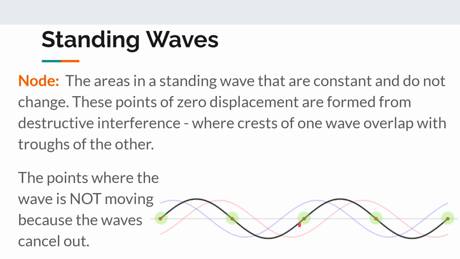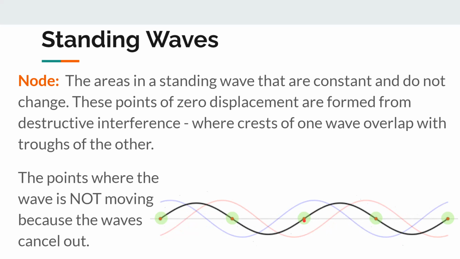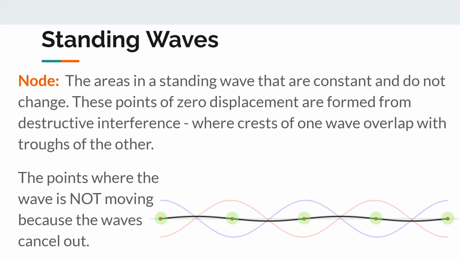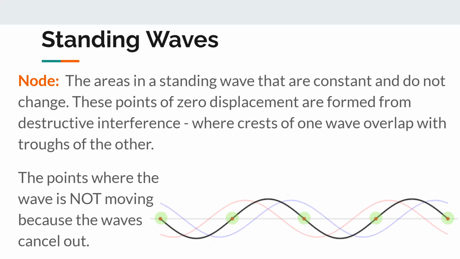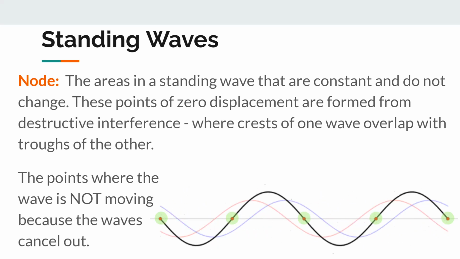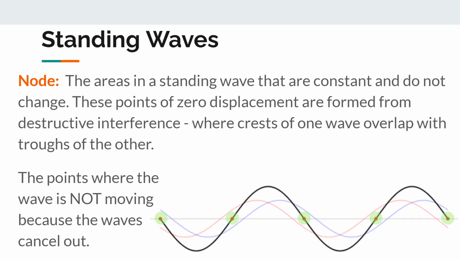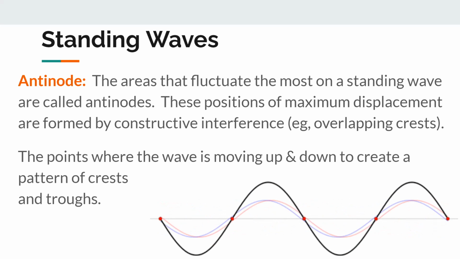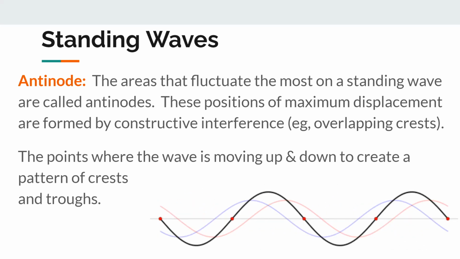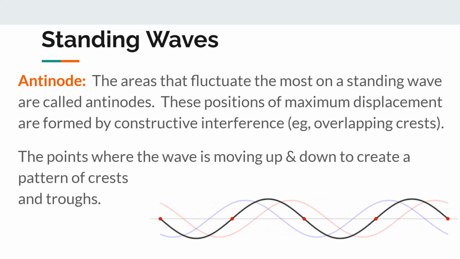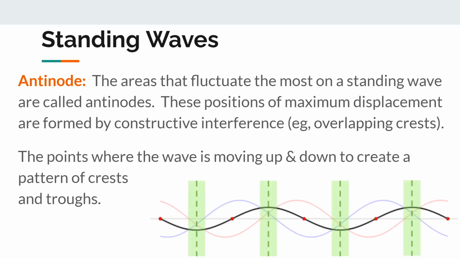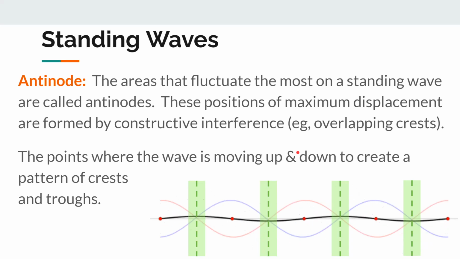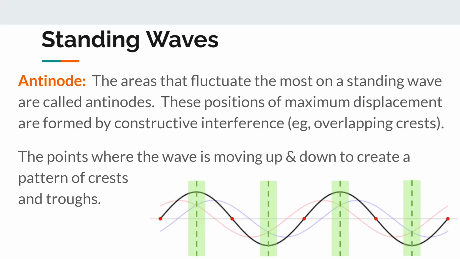So you get nodes from this destructive interference, and you get that destructive interference in this perfect pattern when you have those waves meeting the criteria that we just talked about on the previous screen. There are also names for the portions of the wave that have those maximum oscillations, where you see our maximum amplitude and our minimum amplitude, and those are called antinodes. So antinodes are the areas that fluctuate the most on a standing wave. They're these areas right here that I've just highlighted in green. These are positions of maximum displacement, and they're formed by constructive interference.